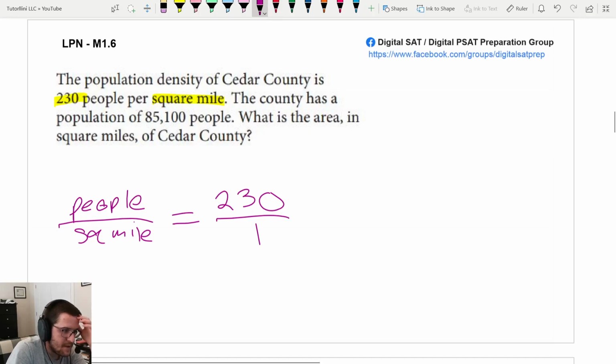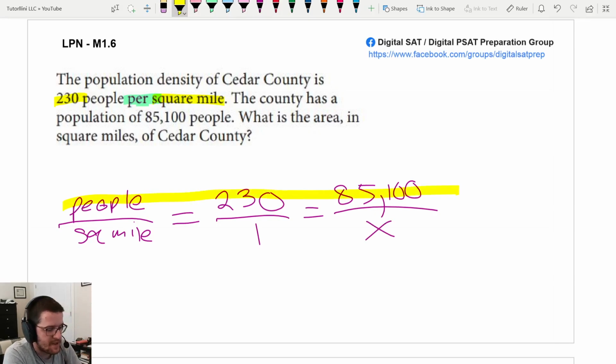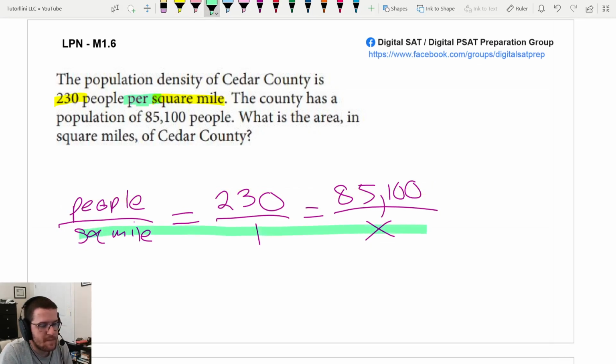And per means division. That's a really important keyword. When you see per, that means division most of the time. So now, the county has a population of 85,100 people, so that goes on top. And then we want to know the area of the county. Why don't we call that X, that goes on the bottom. So just double check that all the people are on top and all the areas are on the bottom.